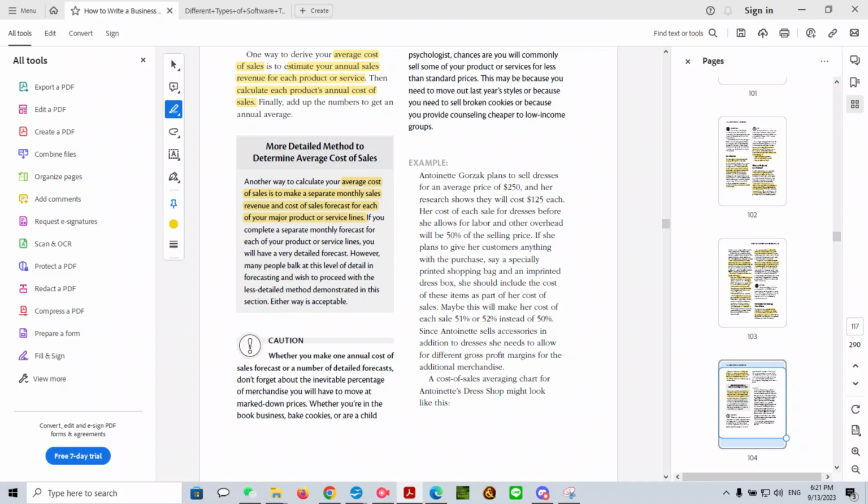Okay, now caution: whether you make one annual cost of sales forecast or a number of detailed forecasts, don't forget about the inevitable percentage of merchandise you'll have to move at marked down prices. That will decrease your profit because you're taking a loss on that. In marketing terms, it's often called a loss leader, to get customers in, and that's the extra cost. So when you mark down the price, that's going to increase the cost per sale. Do you understand? You take the total cost per sale.